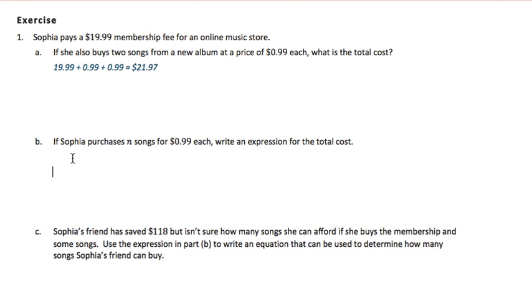Part B is if Sophia purchases N songs for 99 cents each, write an expression for the total cost. So we are not adding on to Part A. We're looking at her membership fee, and then she's purchasing some number of songs. So we have $19.99 plus 99 cents times N. And that would be our total cost.